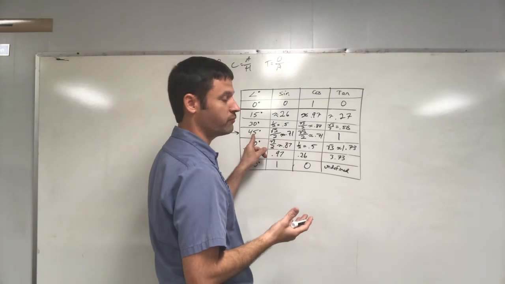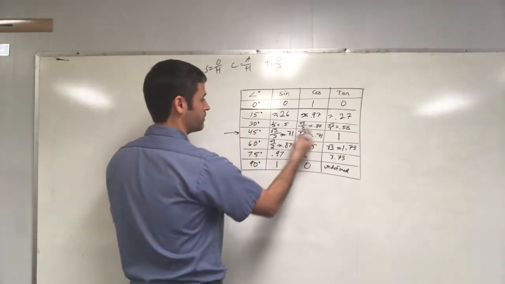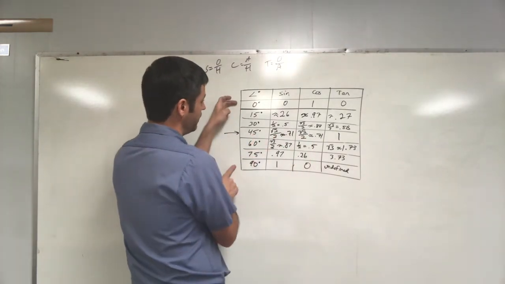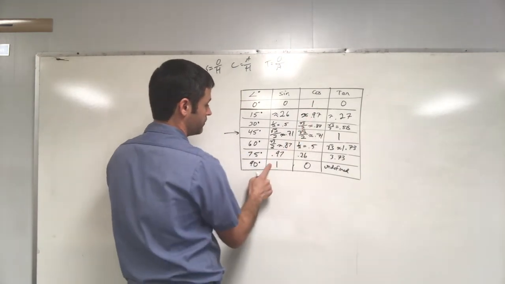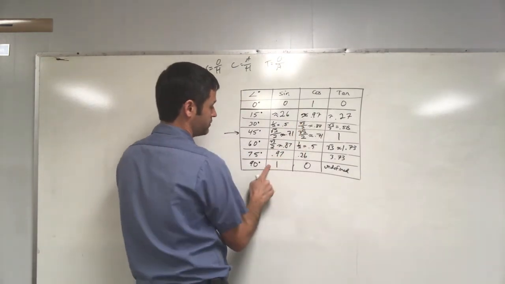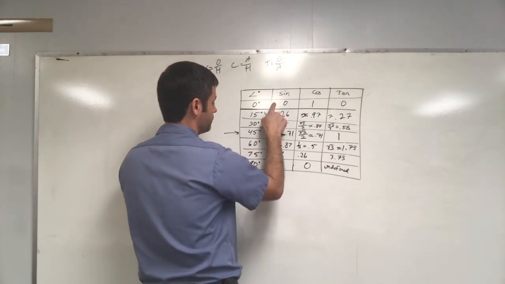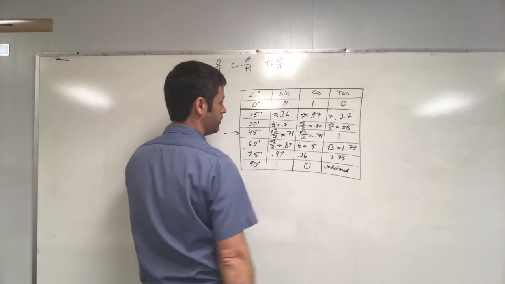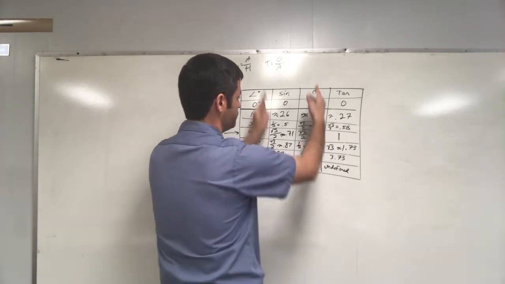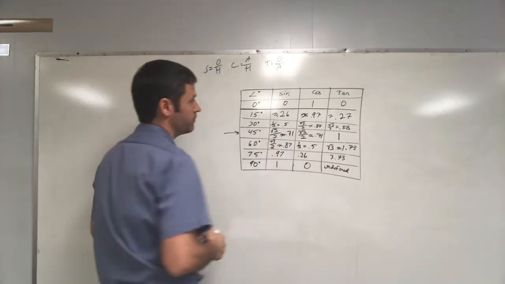The complement of 45 degrees is 45 degrees, so the sine and the cosine are equal. Same thing for 0 and 90: the complement of 0 is 90, so the cosine of 0 is equal to the sine of 90, and the sine of 0 is equal to the cosine of 90. In this chart, they just flip each other as you go down.